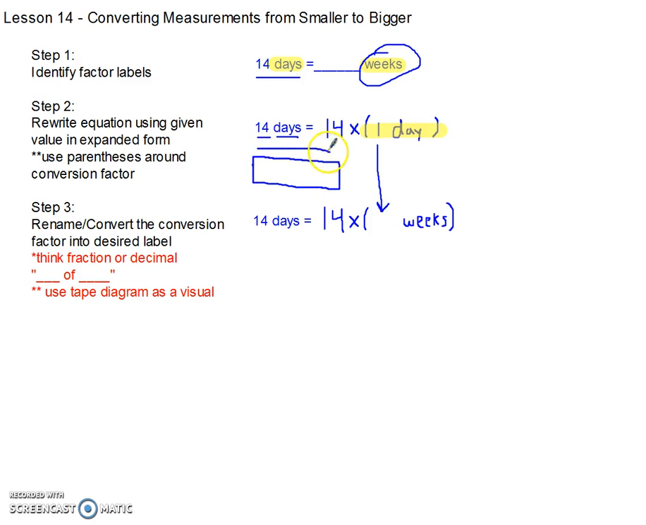So I know that I'm converting into weeks, so I'm going to draw my tape diagram, and this whole thing is going to be symbolizing a week, which I'm going to signify here with the W. And I know that in a week there are 7 days, so I'm going to break my week up into 7 sections to signify days. So I have 1, 2, 3, 4, 5, 6, and 7.